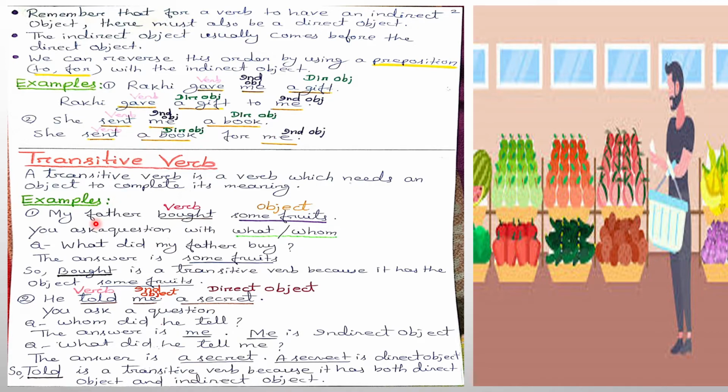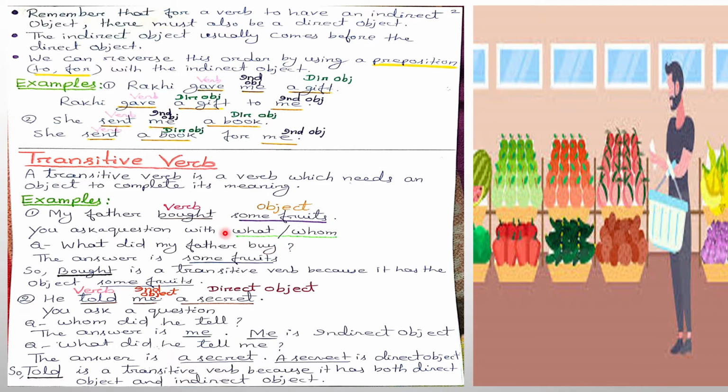Now we will discuss transitive verb. What is a transitive verb? A transitive verb is a verb which needs an object to complete its meaning. So how will you find out a transitive verb? We will ask the question by using the question word what or whom in relation to the verb. If you get the answer, that answer is your object. If an object is there, that verb is your transitive verb.